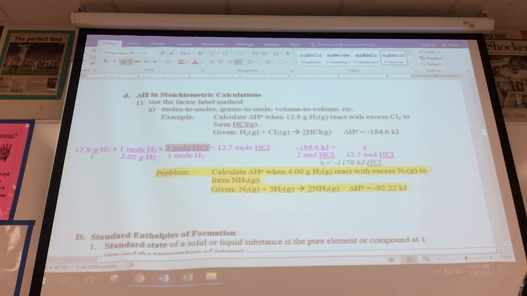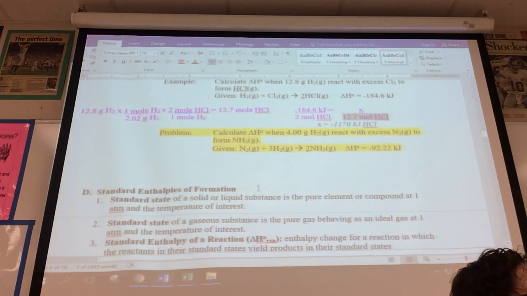So I'm going to convert the mass of hydrogen gas to the moles of hydrogen chloride, and then I know this is for 2 moles of that, and I can set up a simple proportion and show how much heat is going to be released for every 12.7 moles of that substance.